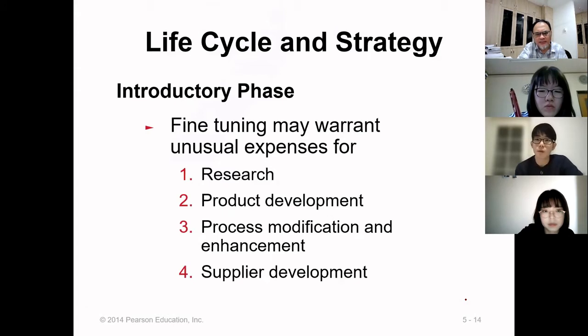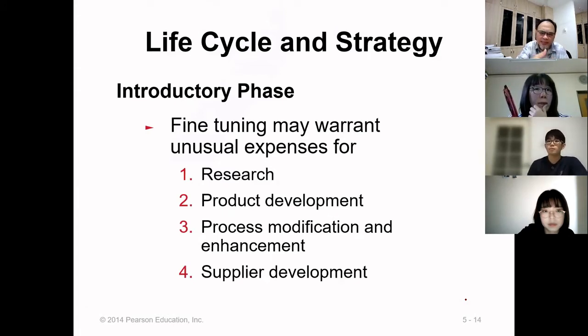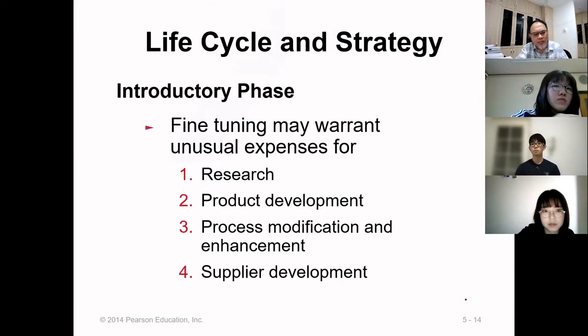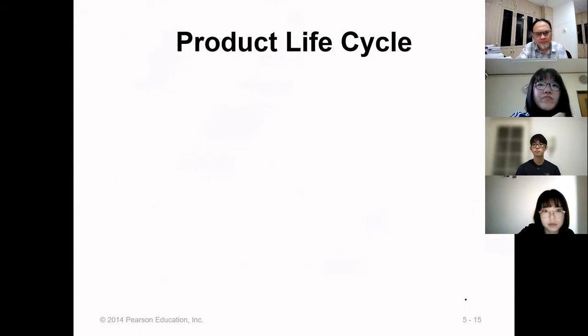Here is a more detailed description of the life cycle and strategy. In the introduction phase, the fine-tuning of the product needs additional expenses: research, product development, process modification, and supplier development. So you need new suppliers, because of new products, new components, new technology, new hybrid batteries. Batteries are becoming smaller, so you need to develop the supplier. Then you go to the growth phase.